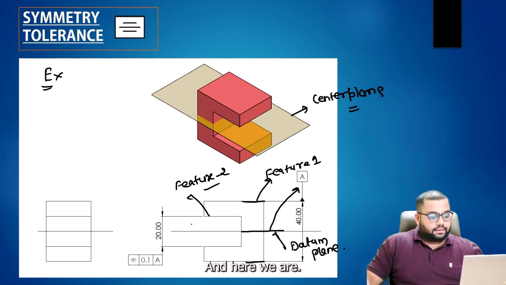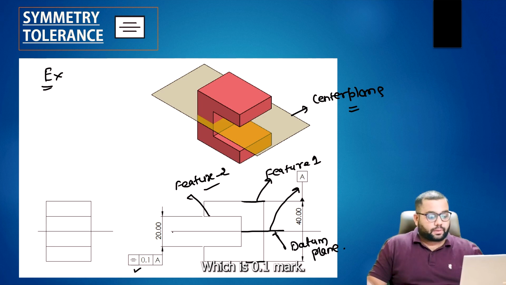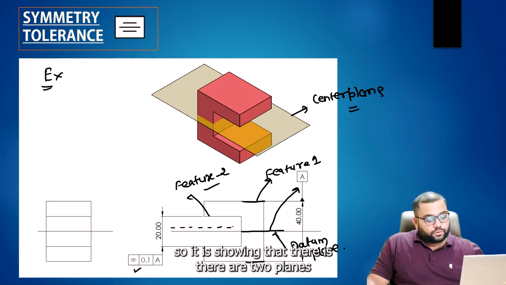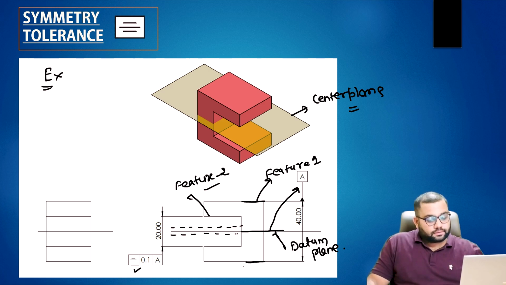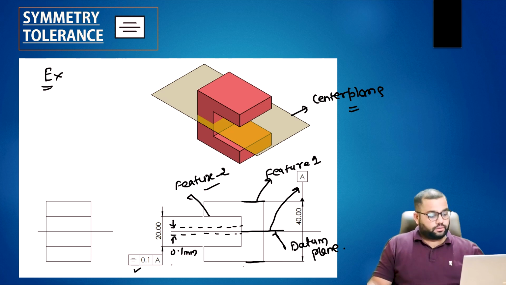Here we have given the feature geometric tolerance, which is 0.1 mm apart. Whenever we are talking about this, it is showing that there are two planes which are 0.1 mm apart, according to this geometric tolerance value.